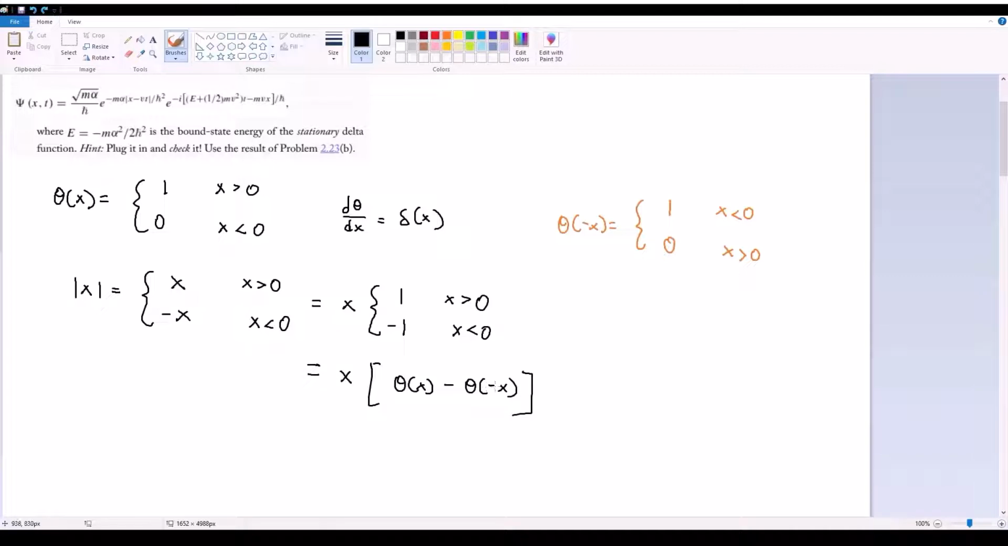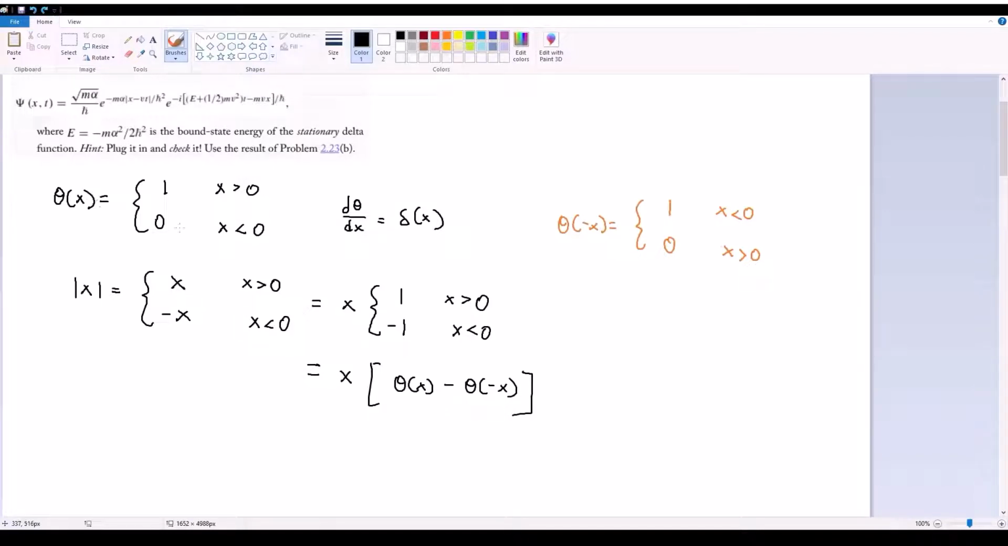And then theta of negative x is going to be 1 when x is negative and 0 everywhere else. These two functions, when they add together, will produce this expression where it's going to equal 1 from the theta of x when x is positive, and negative 1 from theta of negative x when x is negative.